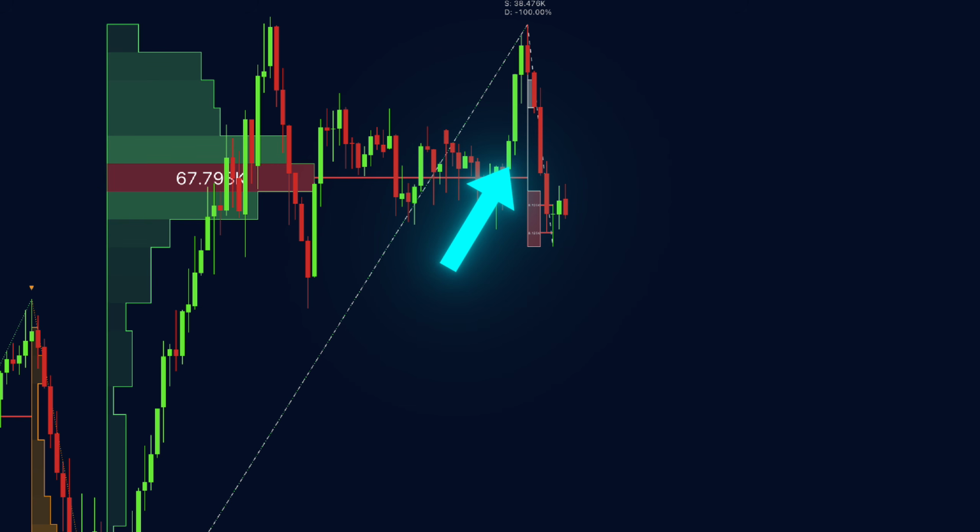Short setup. For short trades, the process is reversed. Look for a completed upward swing with a visible profile. Identify the point of control and value area. If price returns to that region and begins to stall or reject it, that area may act as resistance.